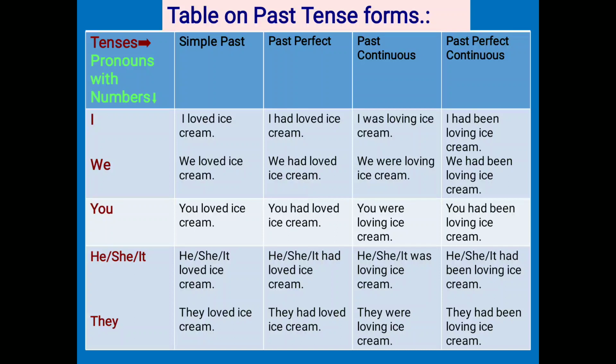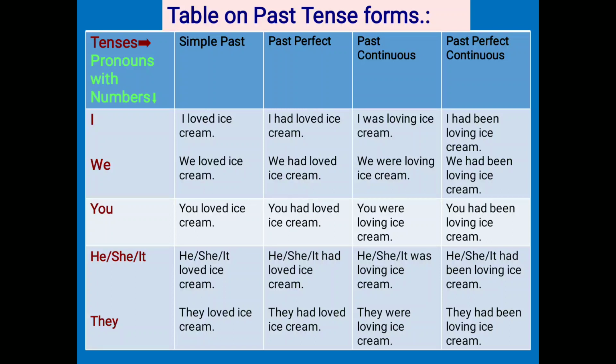So I was loving ice cream, we were loving ice cream, because we is plural here, so we cannot use was here, we have to use were. We were loving ice cream, you were loving ice cream, he, she, it was. Again, he, she, it is singular, so it would be he, she, it was loving ice cream. And they, again, they is plural, so it is they were loving ice cream.